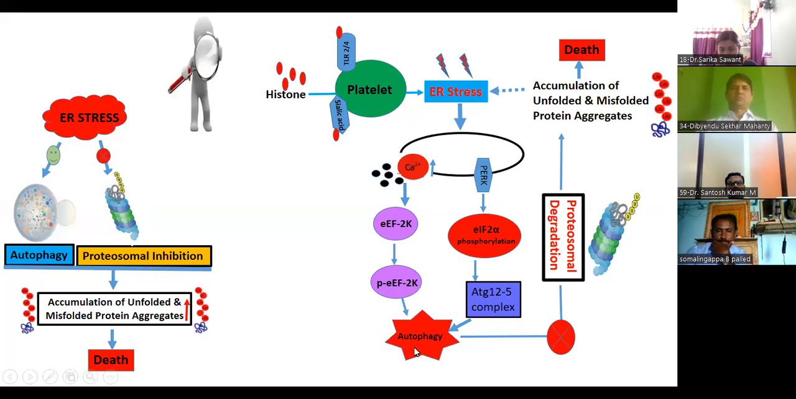Meantime there is an inhibition of proteasomal activity. Because of that reason, in a cell we can expect accumulation of unfolded and misfolded protein aggregates, specifically the ubiquitinated protein level increases, that leads to death.